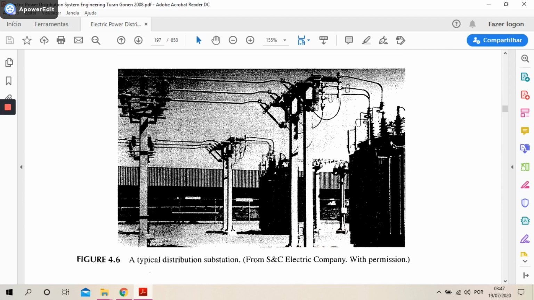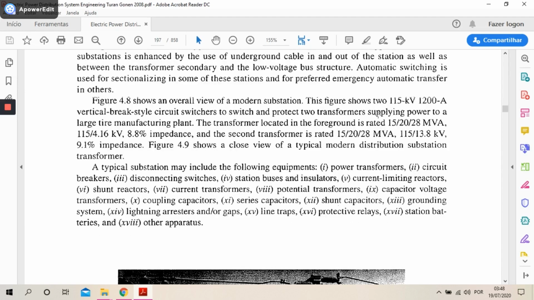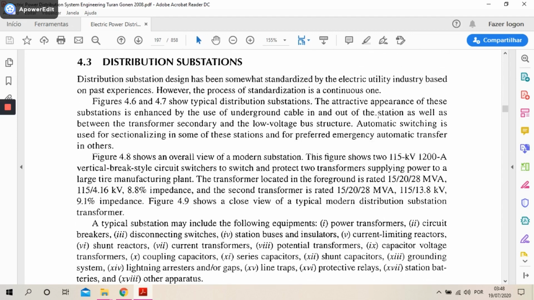Figure 4.6, a typical distribution substation. Figure 4.7, a typical small distribution substation. Let's return to the text.